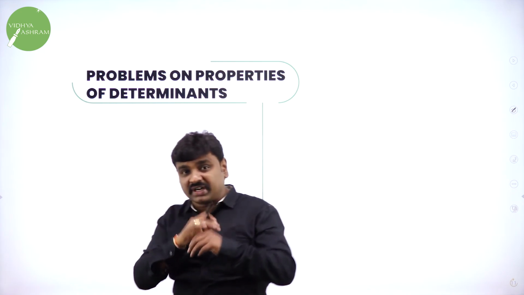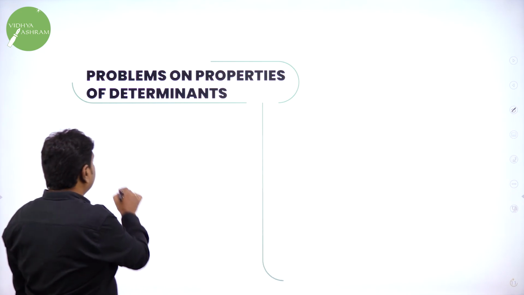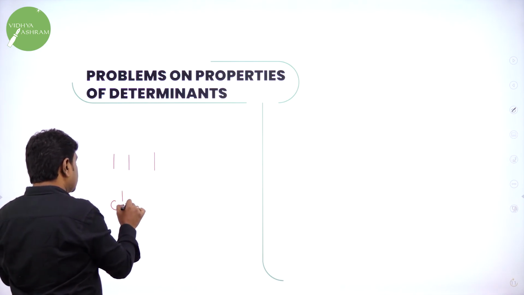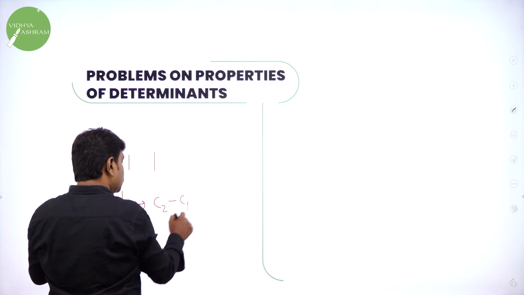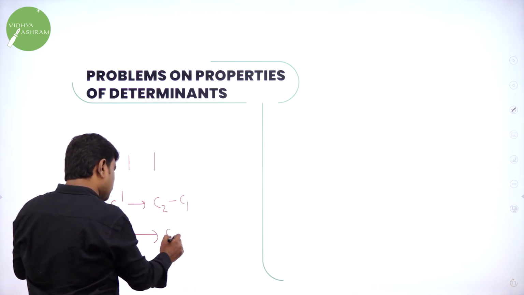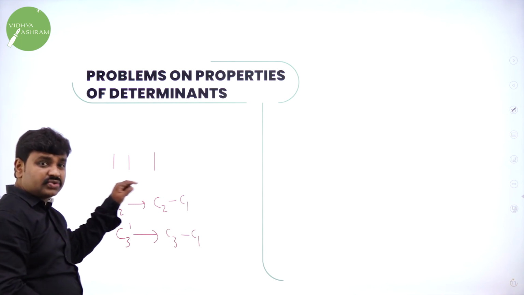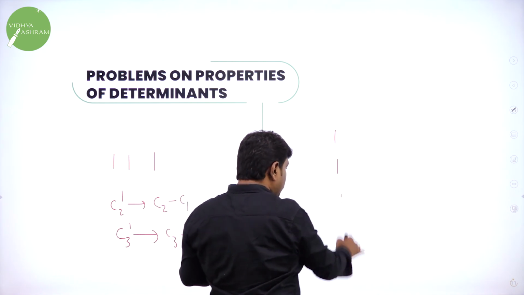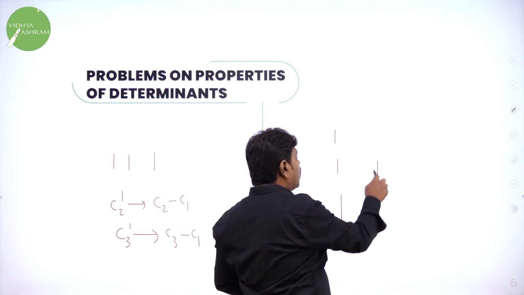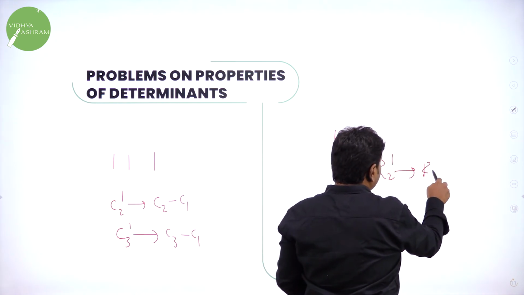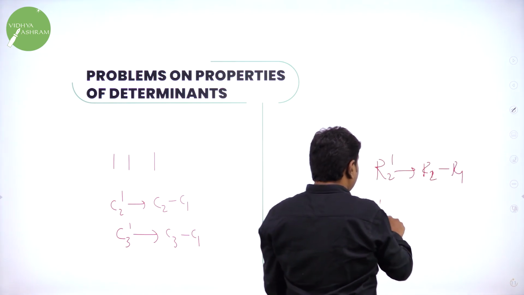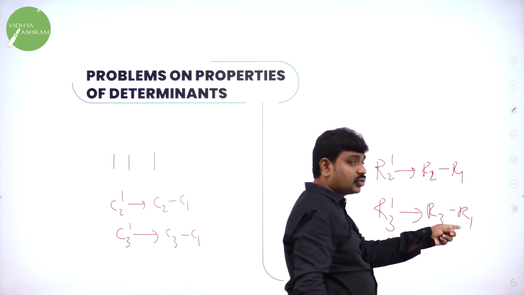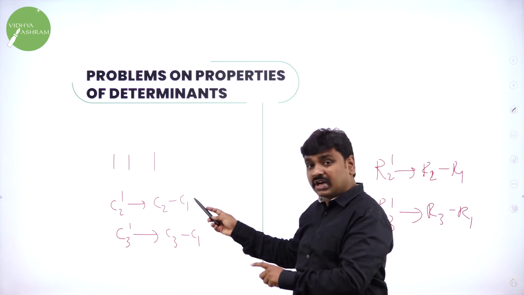Okay, let me summarize what we have discussed today. If you see 1 1 1 in the row, then perform C2 dash is equal to C2 minus C1 and C3 dash is equal to C3 minus C1. This is a common operation I am doing. Why? Because it reduces your time and thinking process. And if you see 1 1 1 in a column like this and you do R2 dash is equal to R2 minus R1 and R3 dash is equal to R3 minus R1, it means you remove the first row from 2 rows. Here you remove the first column from 2 columns.